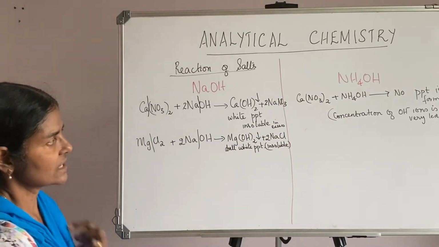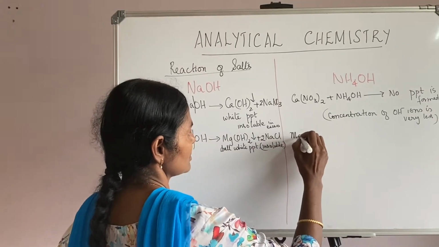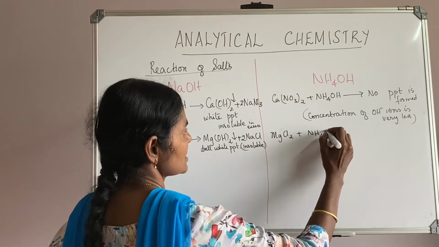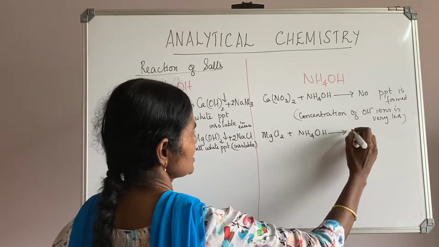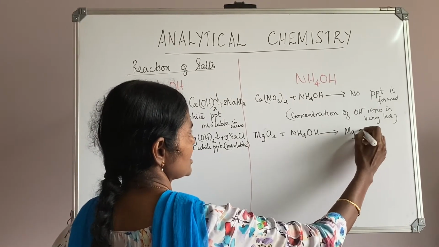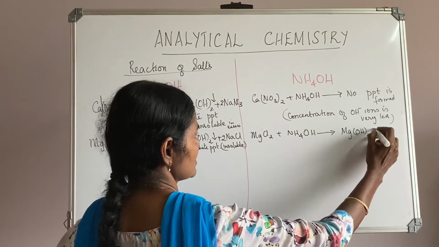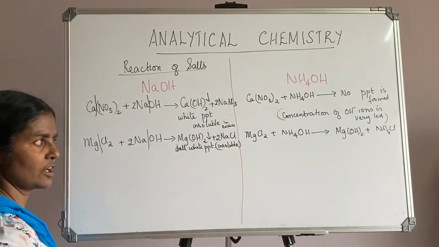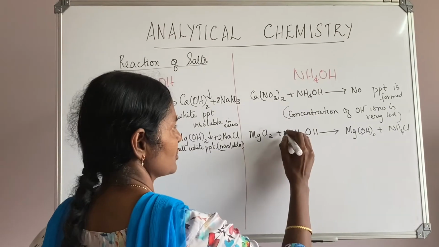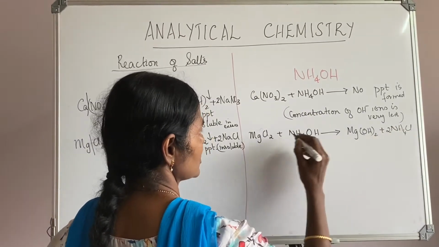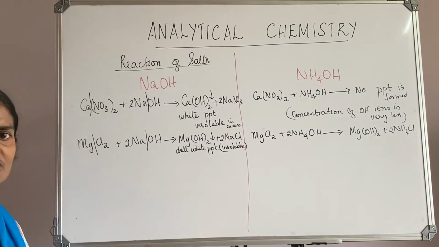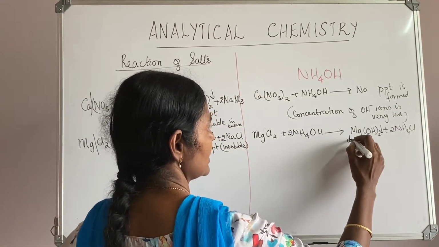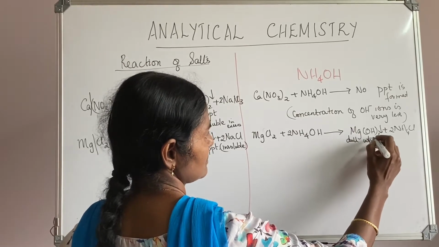The same thing happens with ammonium hydroxide. It gives the same dull white precipitate of magnesium hydroxide plus what else is left there? Ammonium and chloride combine to give you ammonium chloride. So 2 here and 2 molecules of ammonium hydroxide. This also is a dull white precipitate.